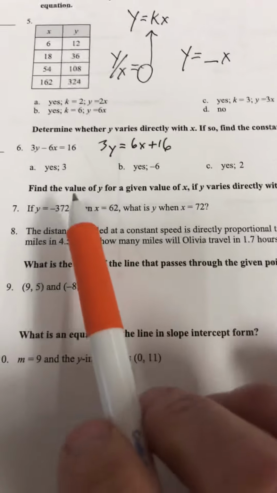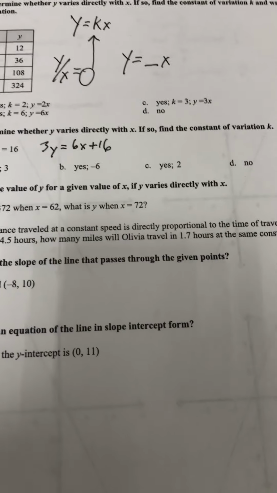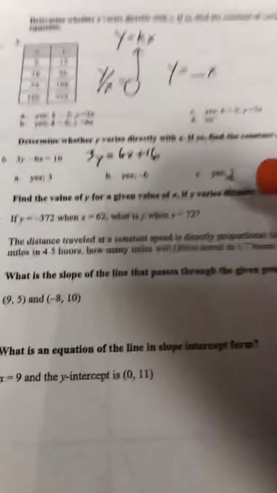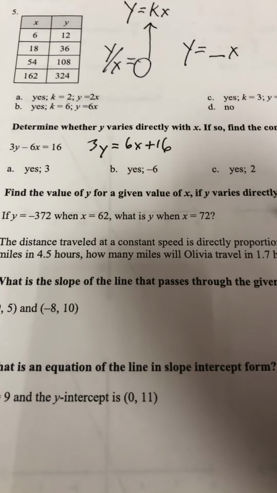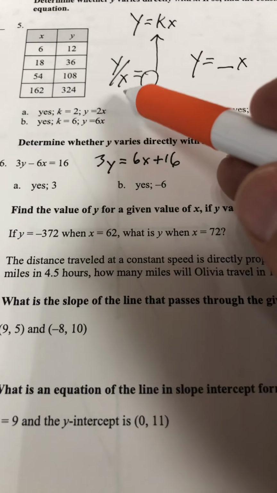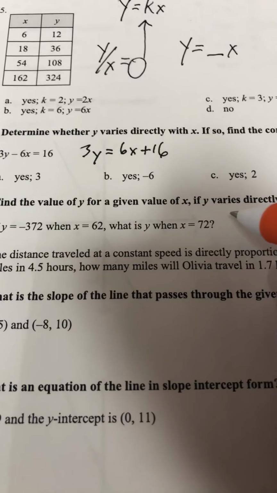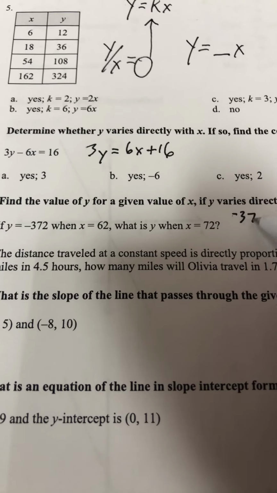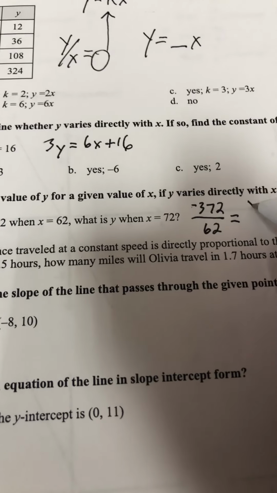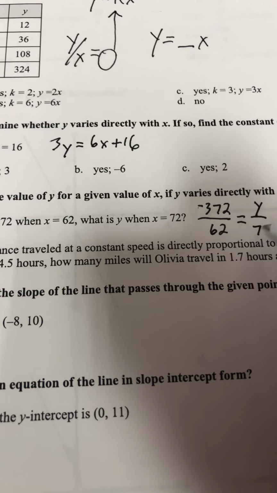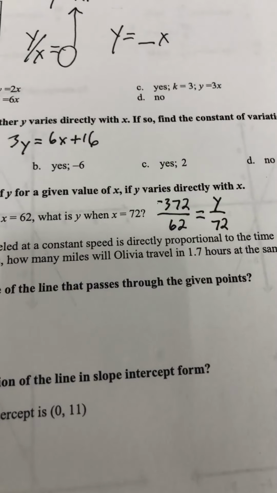Number 7, find the value of y for a given value of x if y varies directly with x. So what you're going to do for this one, Ms. Bell said that you could just, instead of doing all this, y divided by x and figuring out the k, do your proportion and cross multiply. So negative 372 is to 62 as y, we don't know that y, is to 72. So you can cross multiply and then solve for y.